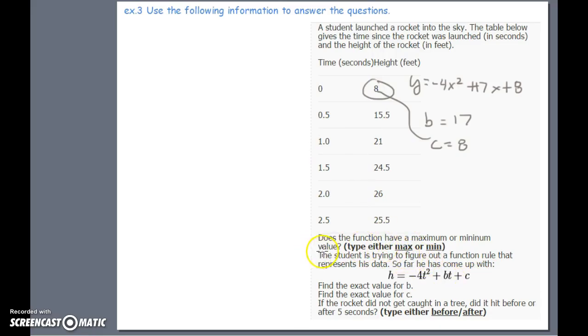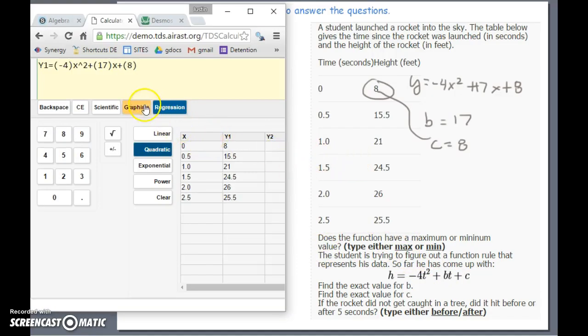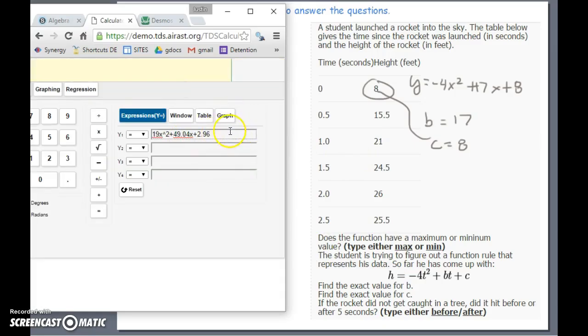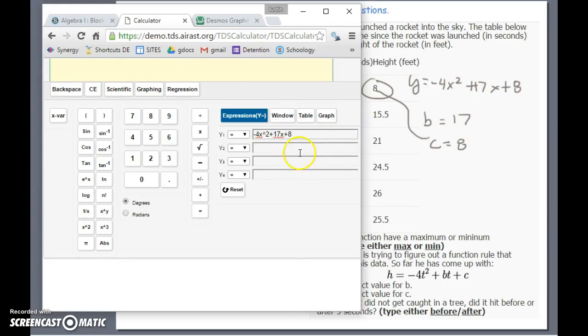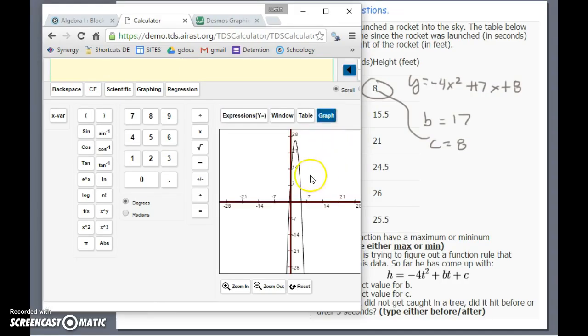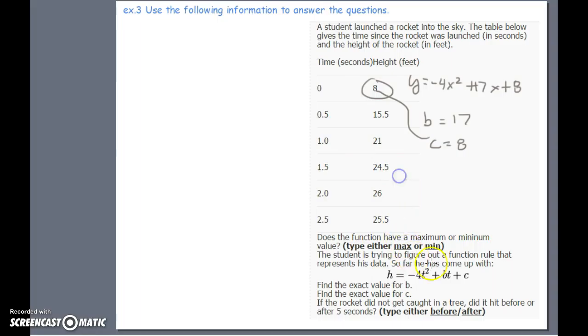Now let's figure out if it's a maximum or minimum value. We can do that by using the graphing calculator. I'm going to type it in real quick, so I'll pause the video. Okay, I've typed it in, and I'm going to hit graph. And you can see once we hit graph, it's opening down, and the vertex in this quadratic is a maximum. It's the highest point. So we can select maximum because it's opening down. But we knew that because the coefficient in front of our x squared is a negative.